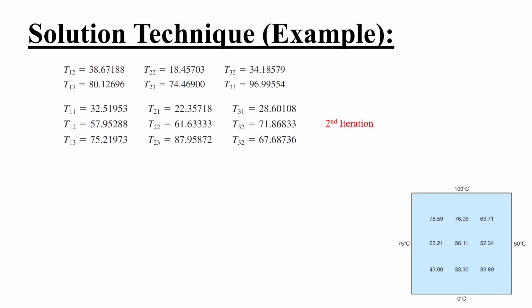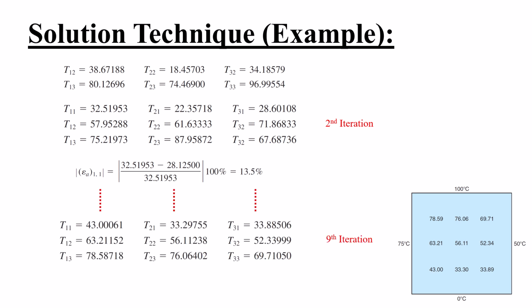For the second iteration, we do a new calculation. After that, these node values are updated, and we see the previous one and the new one. Just look at the percentage error. Now the percentage error is 13.5, which does not satisfy the stopping criteria, so we have to continue.